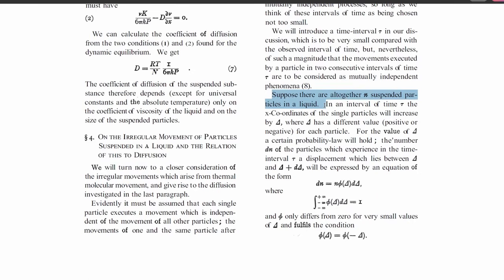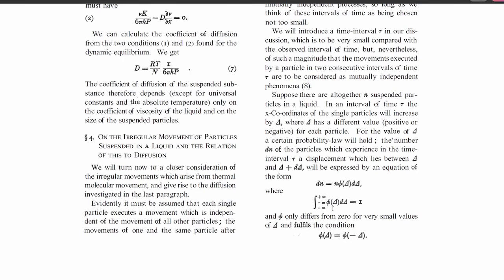phenomena. Suppose there are altogether n suspended particles in a liquid. In a time interval tau, the x-coordinate of the single particles will increase by delta, where delta has a different value, positive or negative, for each particle. For the value of delta, a certain probability law will hold. The number dn of the particles which experience in the time interval tau a displacement which lies between delta and delta plus d delta will be expressed by an equation of the form dn equals n times phi of delta d delta, where the integral of phi from minus infinity to infinity is 1.